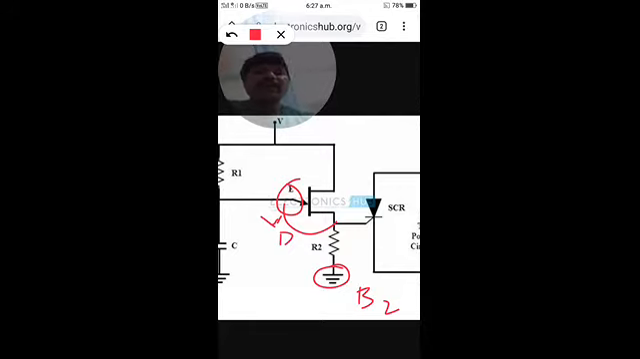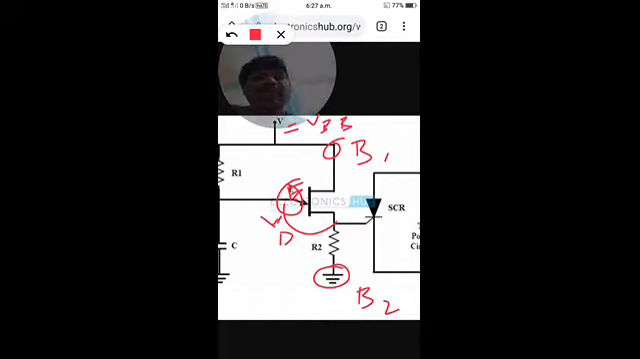The three terminals of the UJT are: this is emitter, this is base 2, and this is base 1. We are applying a voltage between these terminals, base 1 and base 2, so it is called VBB.